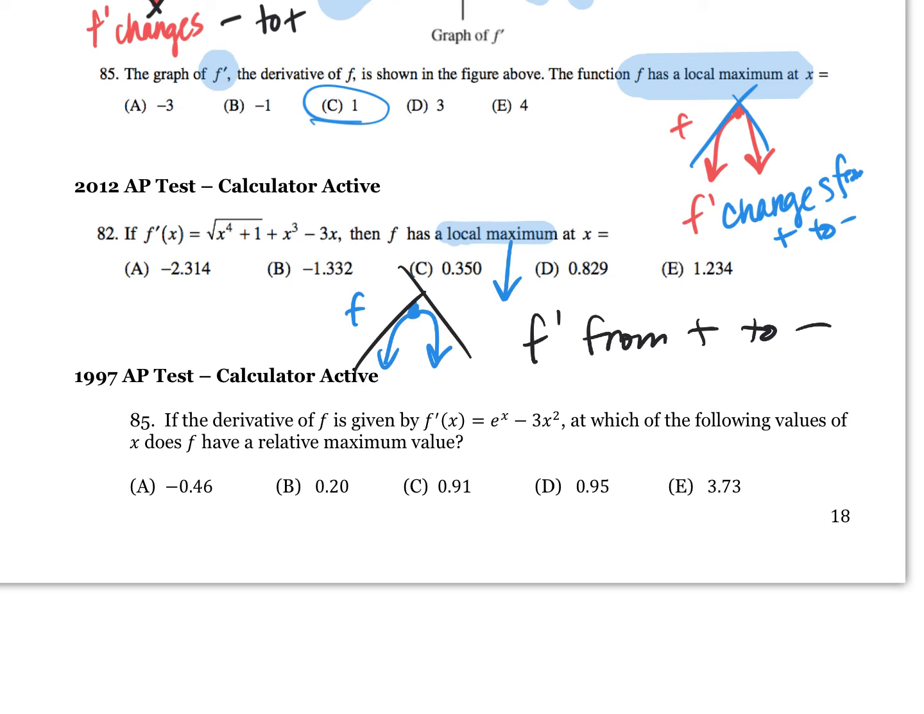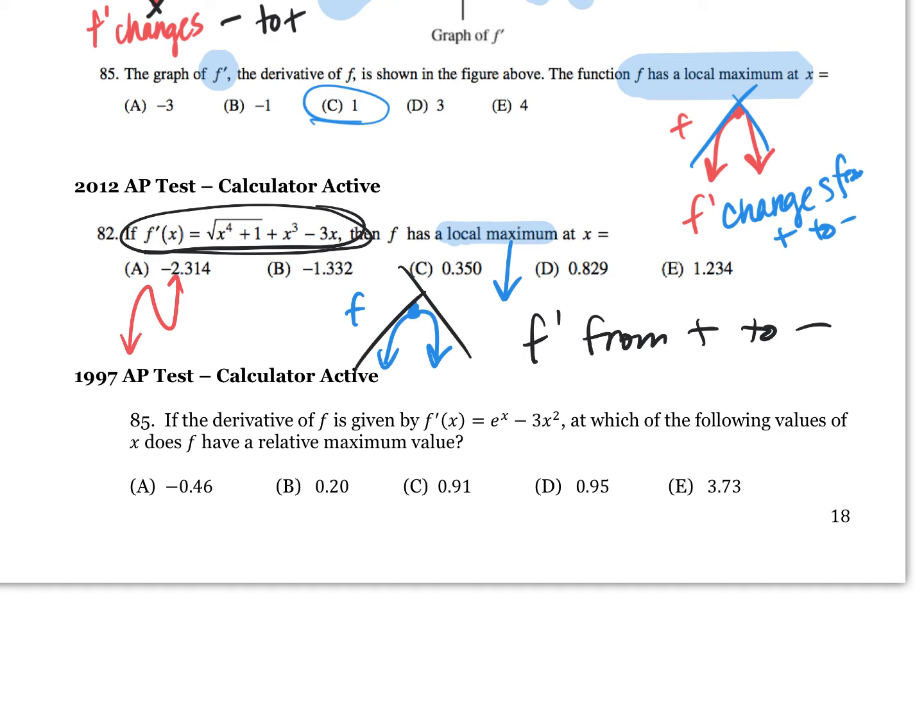Let's go look. What did they give us? They gave us f prime. Let's go take a peek at f prime, which was root x to the 4th plus 1. Get out of that root. Plus x cubed minus 3x. Okay, so my graph kind of looks like this.